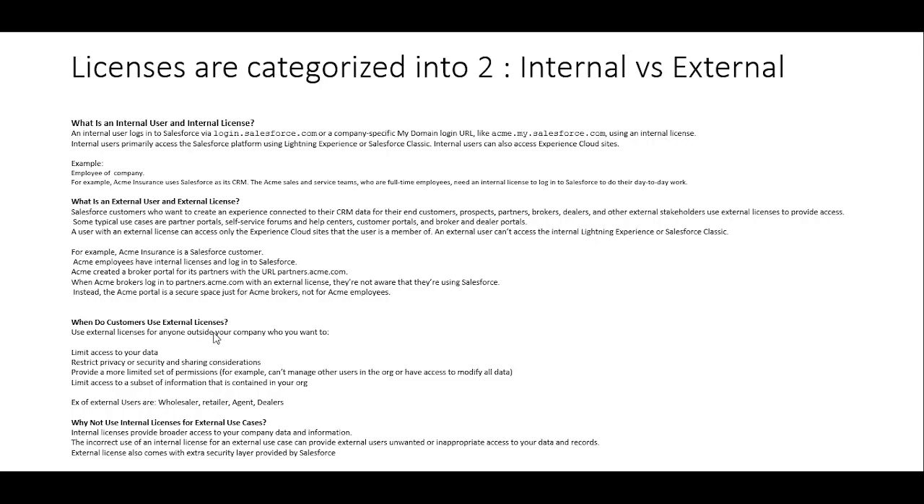So when does a customer use an external license? Use an external license for anybody outside your company to whom you want to limit access to your data, restrict privacy or security, and provide a more limited set of permissions, limited access to the subset of information contained in your org. Examples of external users are wholesalers and retailers.